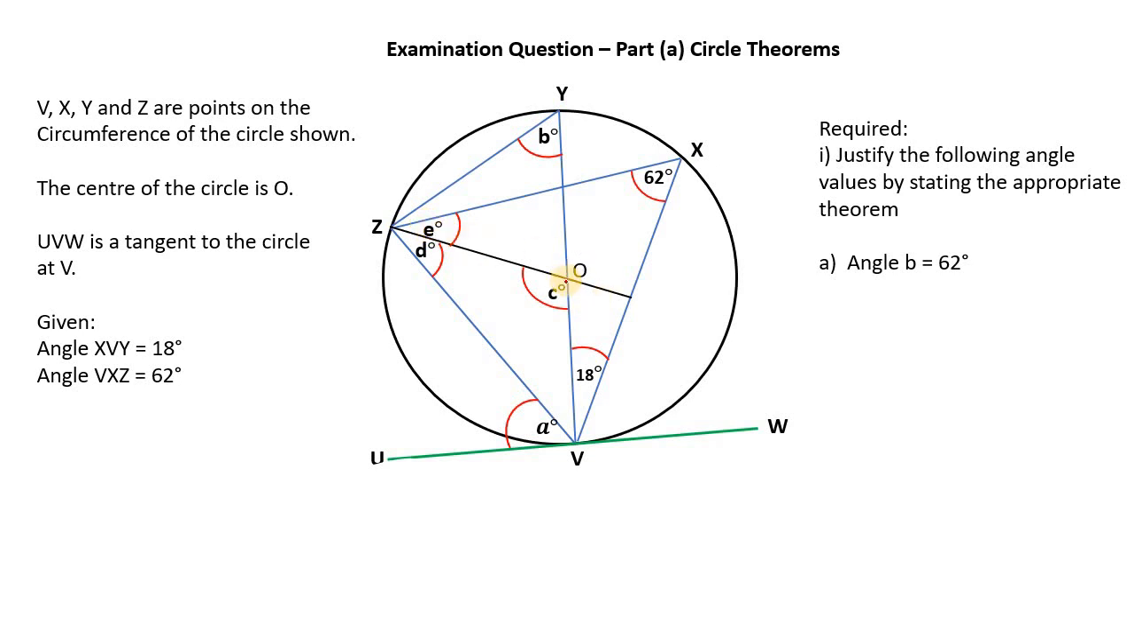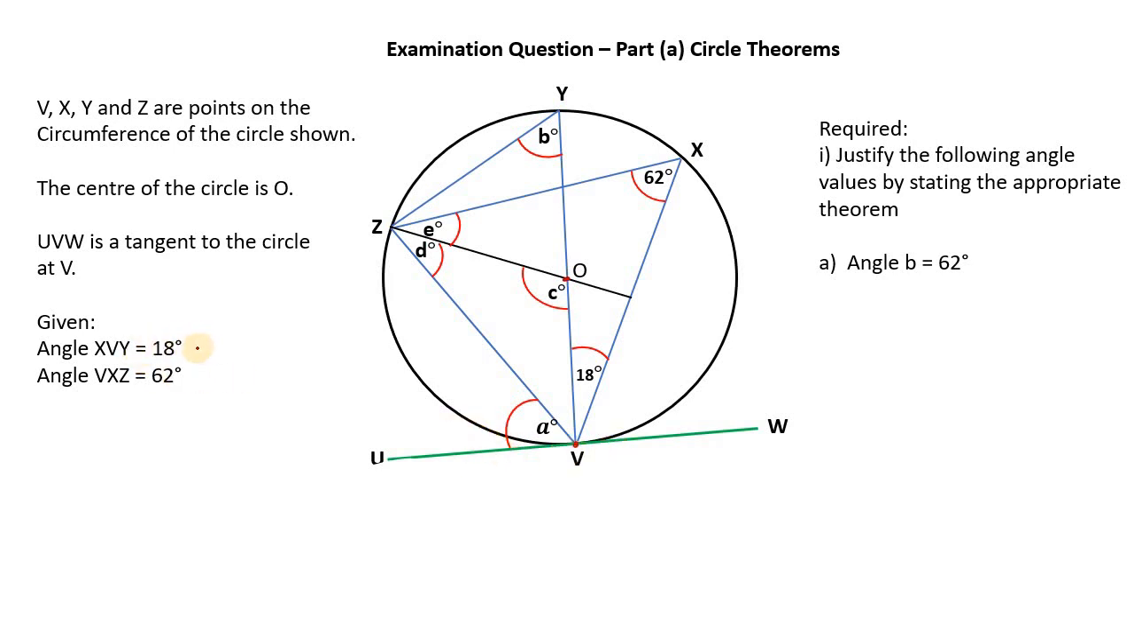We can see also that the center of the circle is a point O, and we have a tangent UW, which meets the circle at the point V, and so V is our point of tangency, the point where the circumference of the circle and the tangent meet.